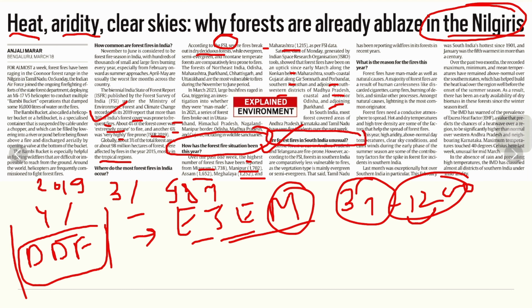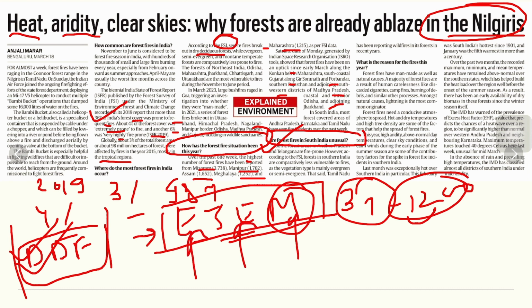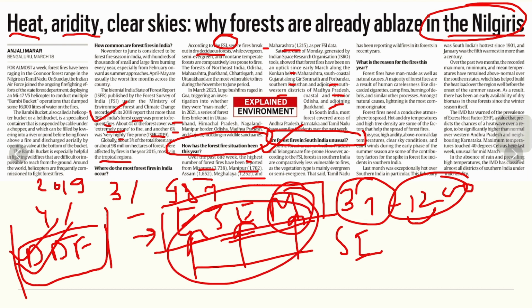So are forest fires in South India unusual? Yes, it is unusual because, as I told you, dry deciduous forests are more prone to fire, while evergreen, semi-evergreen and mountain forests are less prone. In southern India, these forests are found in major quantities, while dry deciduous forests are fewer. That is why, because of the vegetation type, southern India is less affected by forest fire episodes.